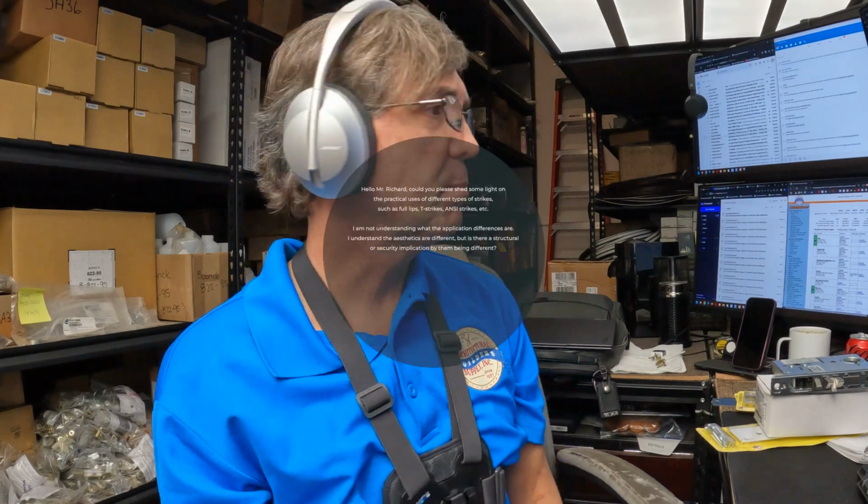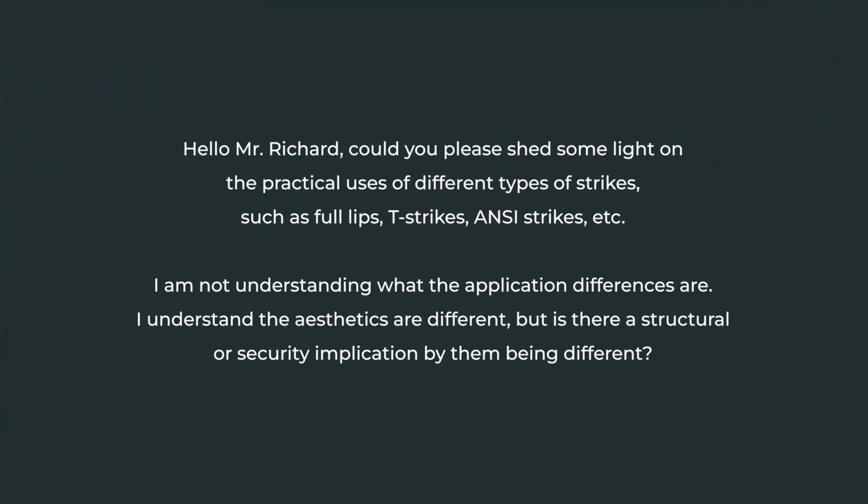Okay, so the question begins now. Can you shed some light on the practical uses of different types of strikes, such as full lips, T-strikes, ANSI strikes, etc.? I'm not understanding what the application differences are. I understand the aesthetics are different, true, but is there a structural or security implication by them being different? Okay, so let's dive into that.